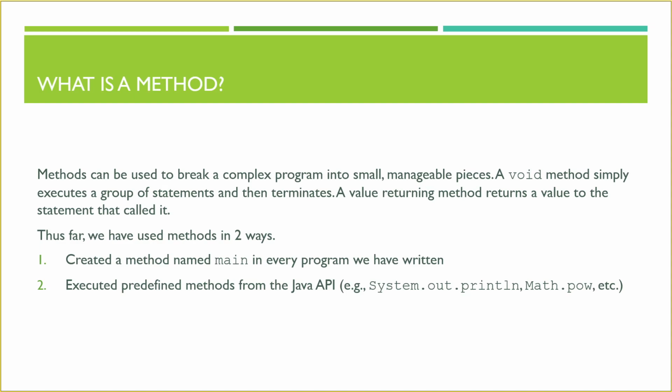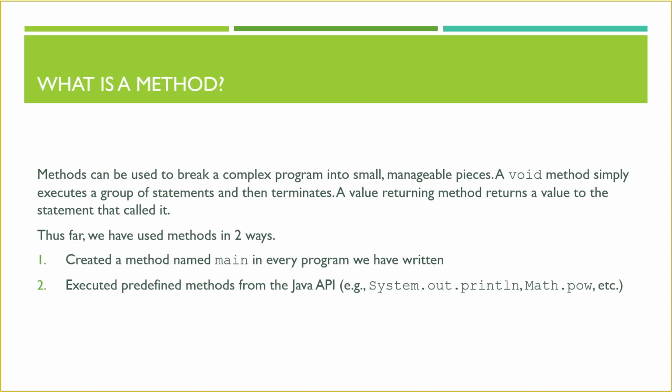So far, we have used methods in two primary ways. The first way is we've created a method named main in every program we've written. That's that main method. And if you remember, the main method is a void method, right? Public static void main. So we've created a main method.